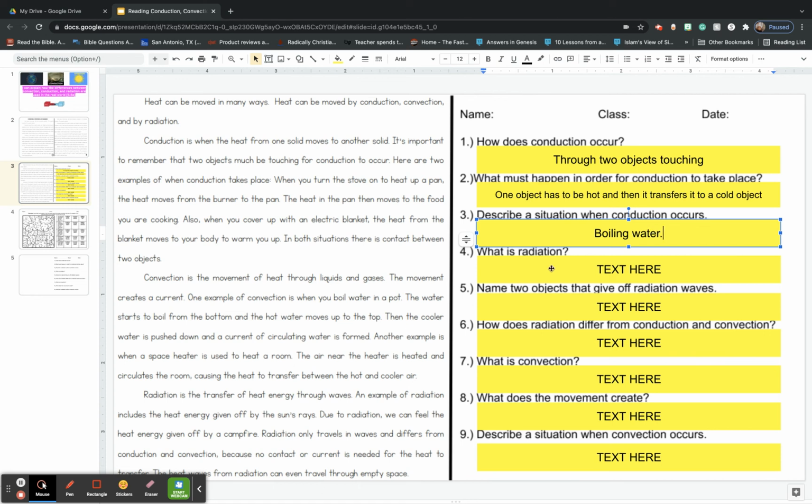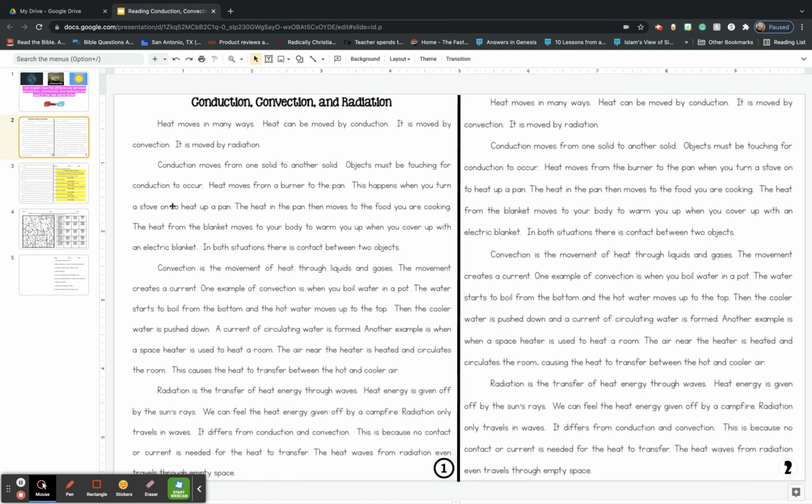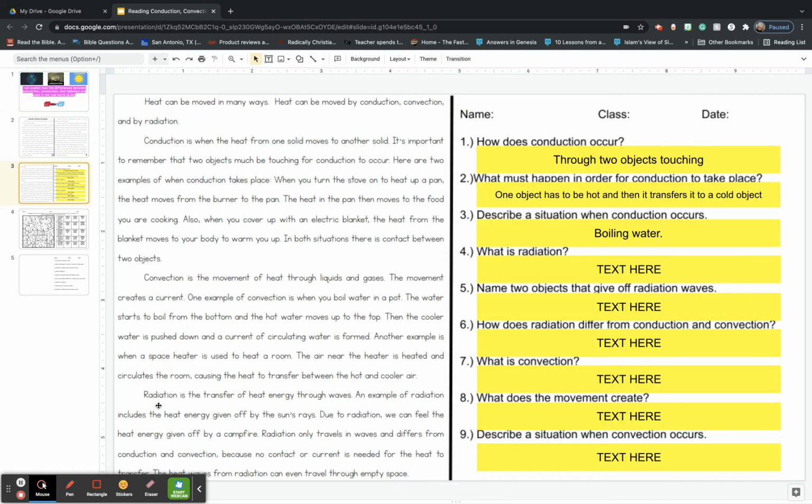What is radiation? Well, hopefully you've noticed by now, but these are actually the exact same thing. Okay, one, two, and three are the same thing. I was hoping you'd get to this point and realize this. But what is radiation? Radiation is a transfer of heat energy through waves. So, right here, you could literally copy this sentence. Radiation is the transfer of heat energy through waves. Right there. And again, I'm not going to type all of them for you, but it's right there.